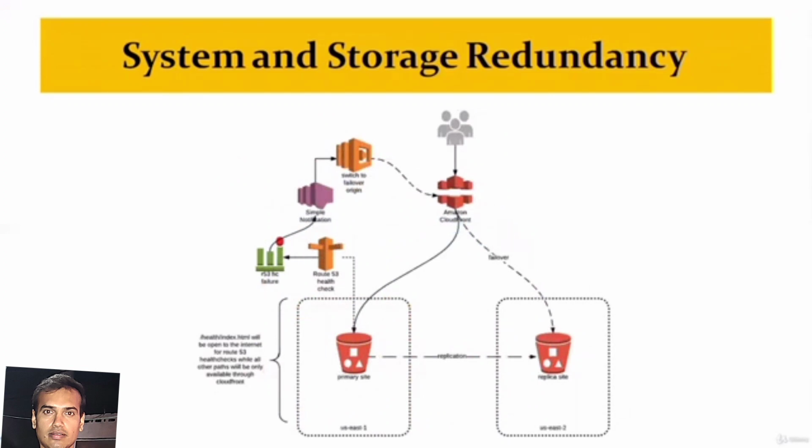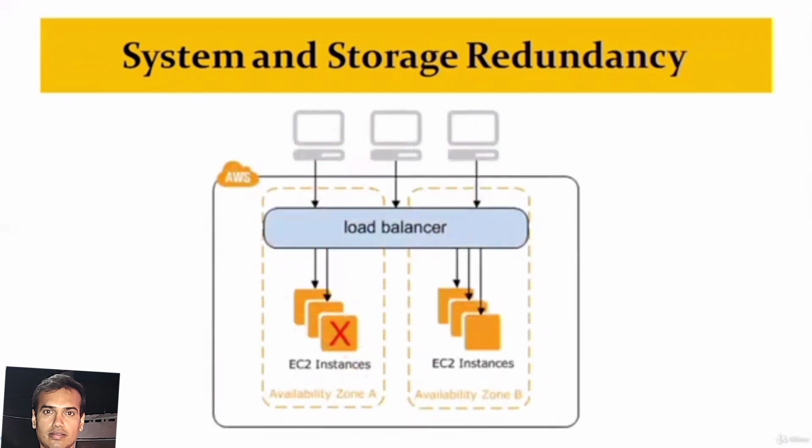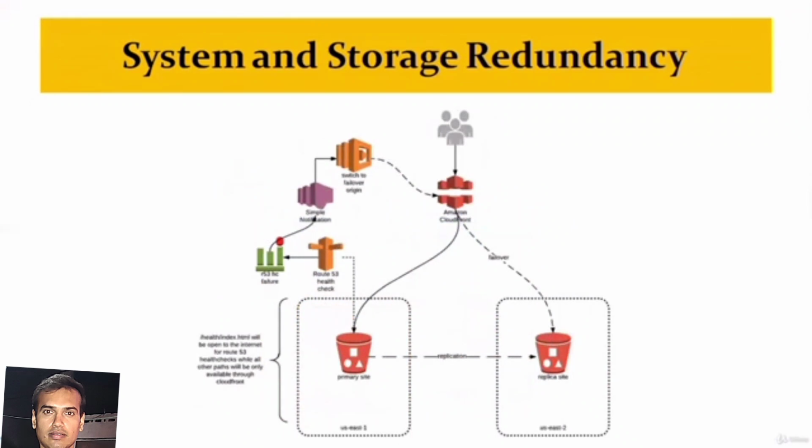This is the example of the storage redundancy. This is the system redundancy, and this is the storage redundancy. We can keep the storage at multiple sites. So you can see, this is the primary site, and this is the replication of the data at the replica site. This is an example of Amazon S3. S3 is the storage service provided by Amazon, where we can put our data in buckets, and we can make a replica of the bucket. So in case of failure, the service transfers your link to the replicated site.